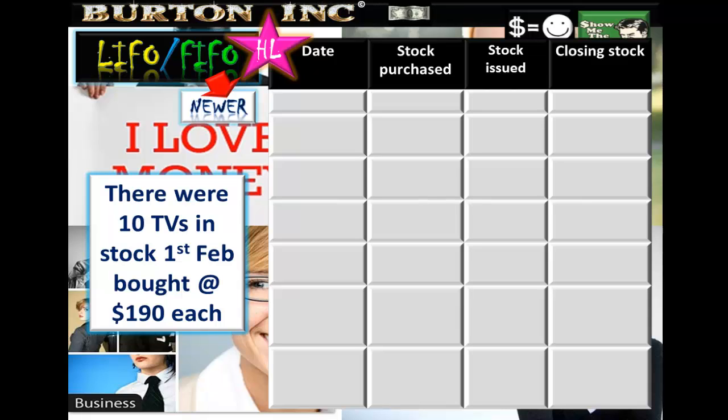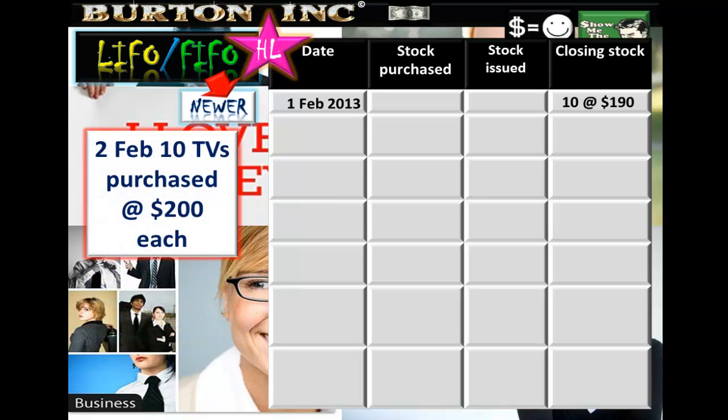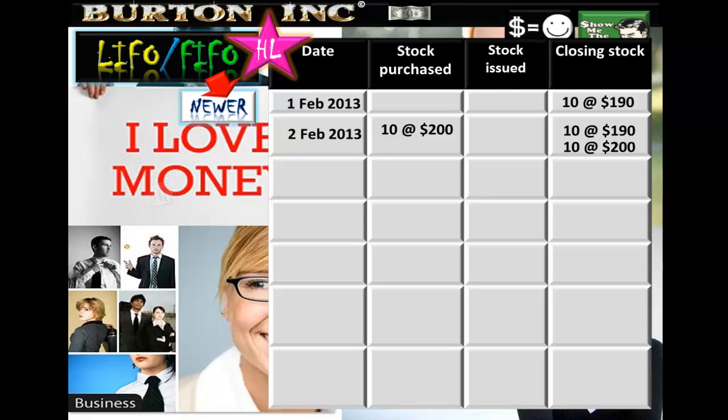So, 10 TVs in stock 1st of February. We plugged that figure in. 1st of February, 10 at 190. We purchase in on the 2nd of February 10 TVs at $200 each. There we are. We add those 10 TVs to our existing stock of 10 that we bought in at 190. We haven't sold anything yet. We're going to do that next.